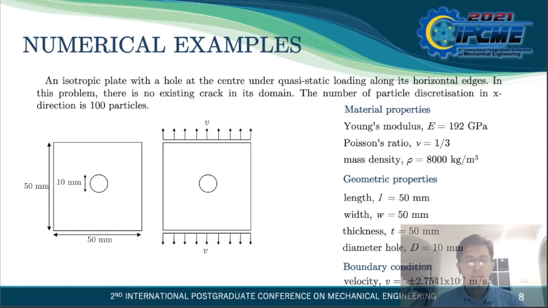So this is the numerical example that we analyzed, a problem of an isotropic plate with a hole at the center under quasi-static loading along its horizontal edges. The material properties for this isotropic plate are as stated: the Young's modulus of 192 gigapascal, Poisson's ratio of 1/3, and the mass density of 8,000 kilogram per meter cube. The geometric properties are the length and the width, both 50 mm, and the thickness is 50 mm as well, and the diameter of the hole at the middle of the plate is 10 mm. We applied the velocity along its horizontal edges at the top and at the bottom, of 2.7541 times 10 to the power of -7 meter per second.